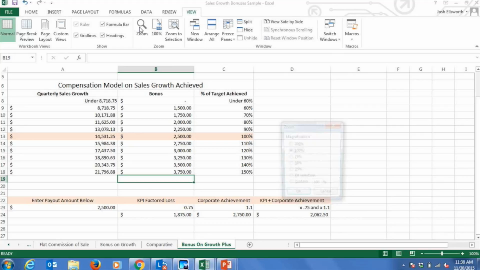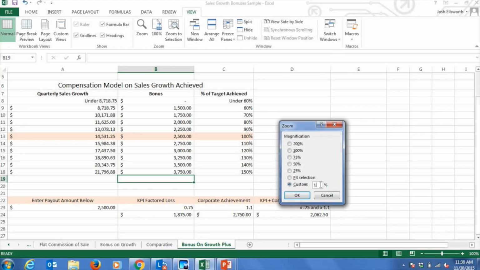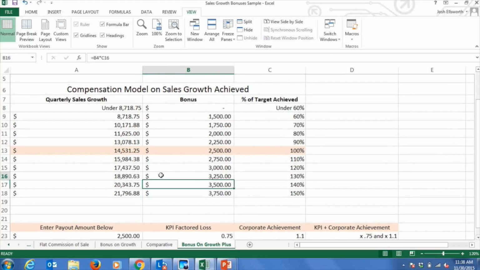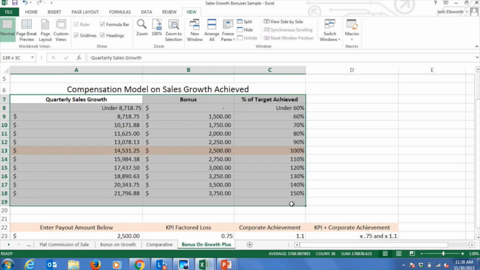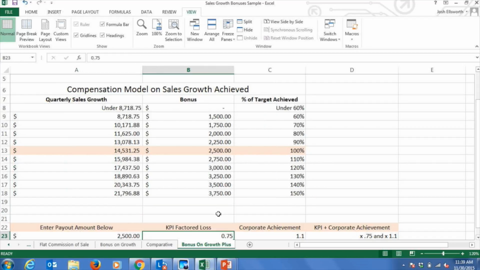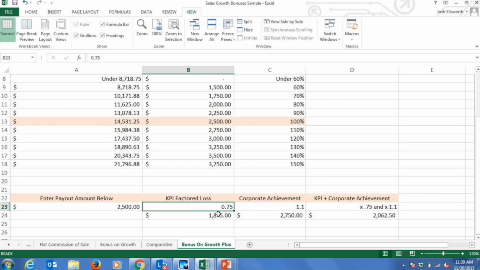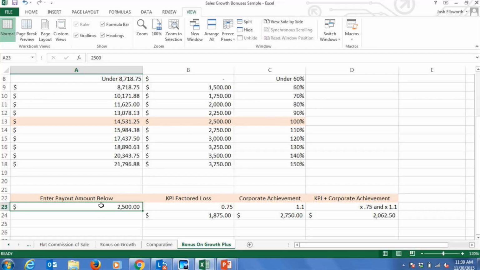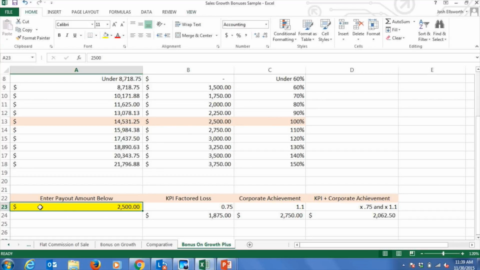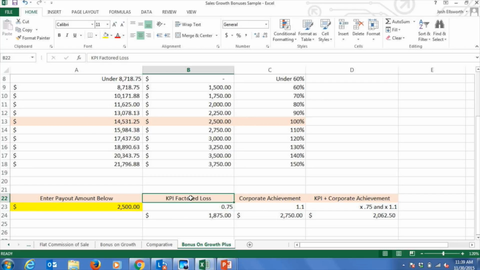So basically what you're looking at here is the same numbers in this top half of the grid, but let's look at the additions to this. So basically we said, let's say the sales rep hits 100% of the budget and we typed in $2,500 directly into this cell on the bottom. When you start to look at that, basically we added a factored loss.